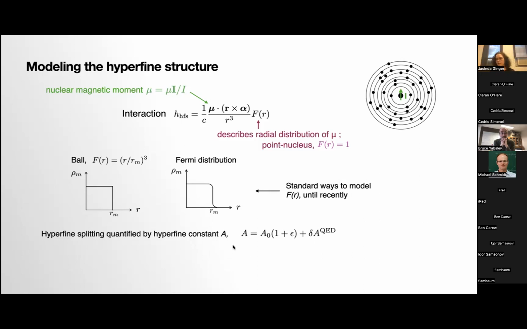So let's just have a little look at how we would quantify the hyperfine constants. The hyperfine constant here is given by A. So we can describe it as a point constant, A0, and this has the finite nuclear charge contribution to it, but we're going to separate out the magnetic contribution and call that epsilon. That's known as the Bohr-Weisskopf effect. So the charge part is there. The finite magnetization contribution is here, given as a relative correction.